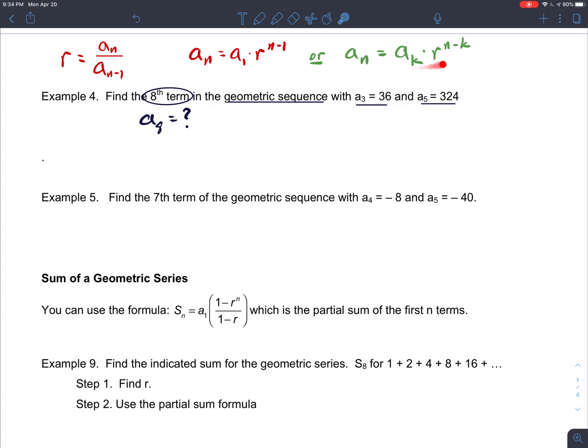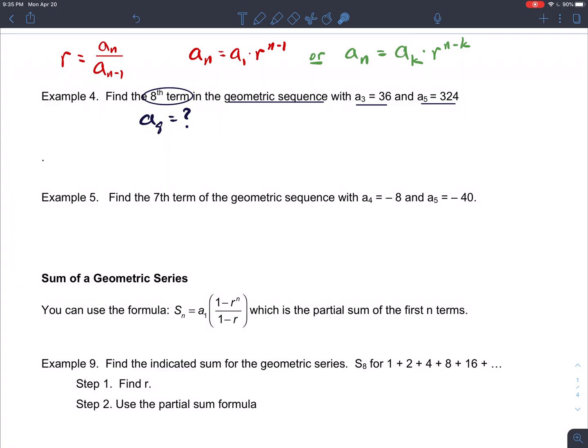Instead, I could use this more generic formula and refer to any previous term as k. Well, there's a problem here. We don't have r. We don't know what our common ratio is because we can't just divide these two terms. These are not consecutive, not immediately successive terms. We skipped one. We're missing the fourth term. So it's a little tricky here sometimes.